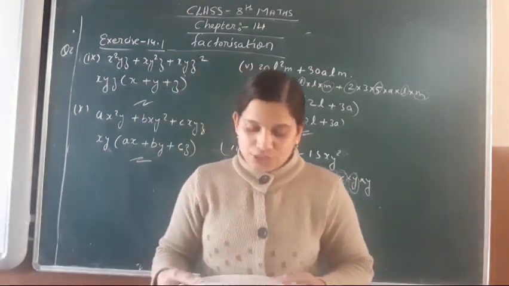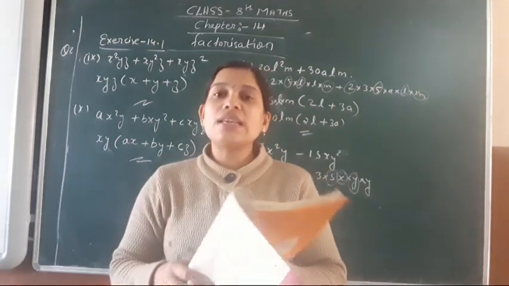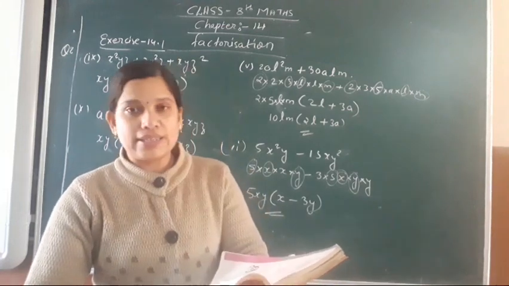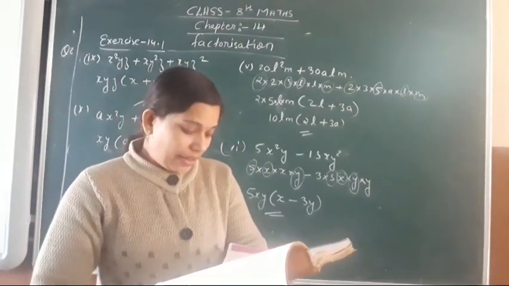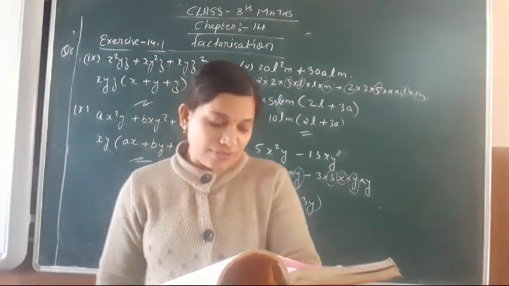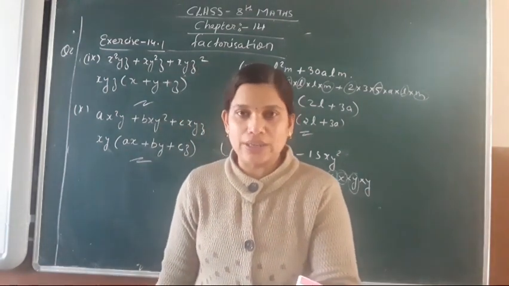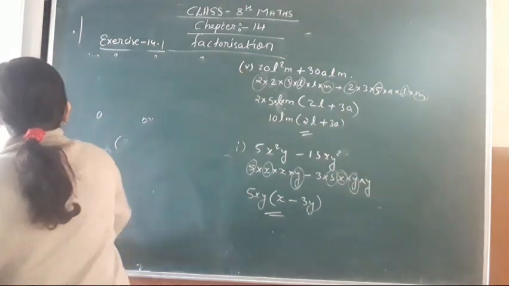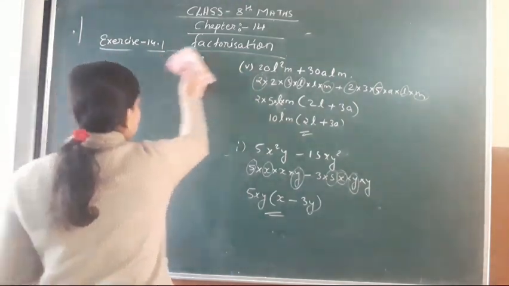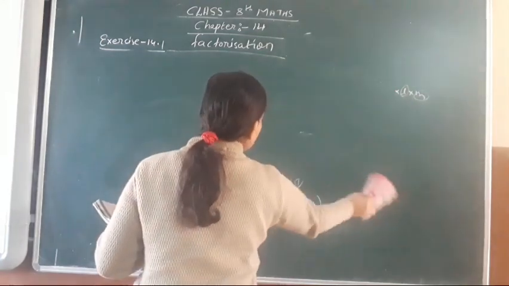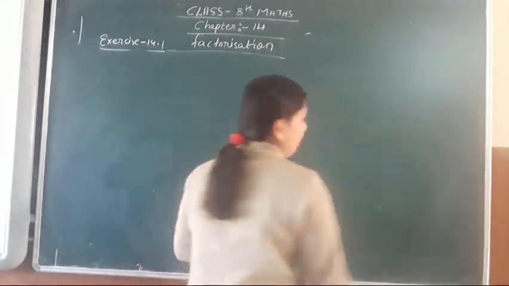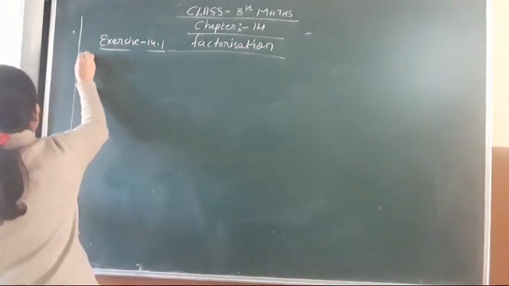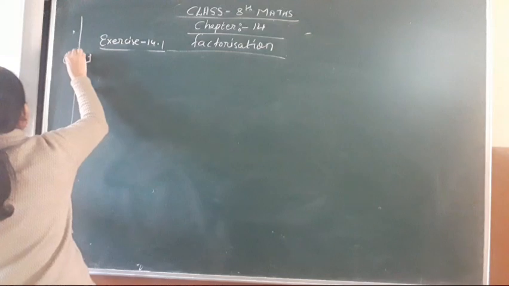Now moving toward the next question, that is question number 3. This is the last question of this exercise. Okay. So here we are going to factorize x square plus xy plus 8x plus 8y. Now look how to do the factorization. In this question also it is the same as we have done in the first two questions, question number 1 and question number 2. The difference is only that the number of terms has increased. And the second thing is that we have to make the pair.